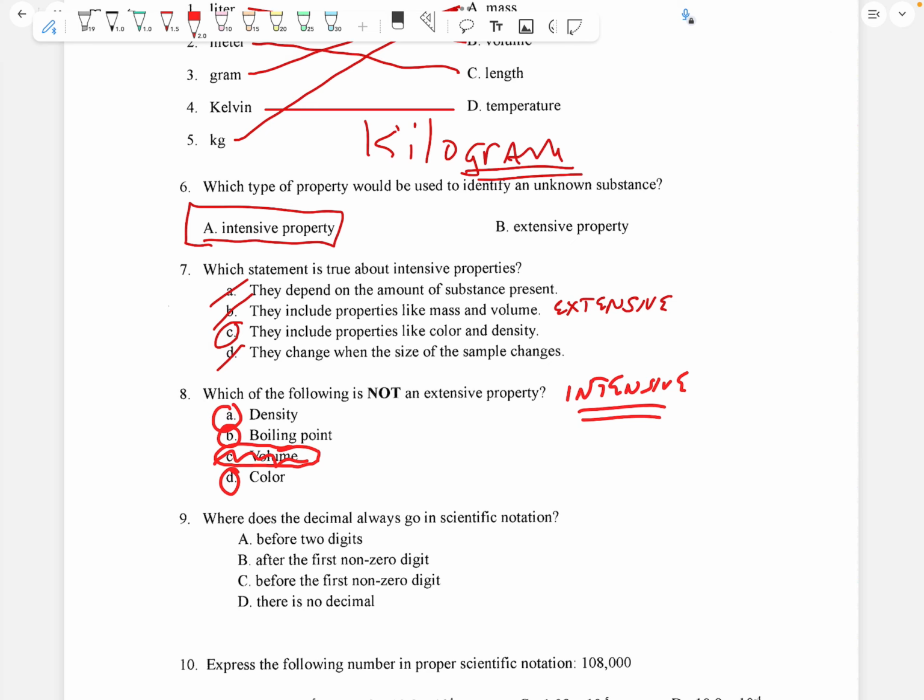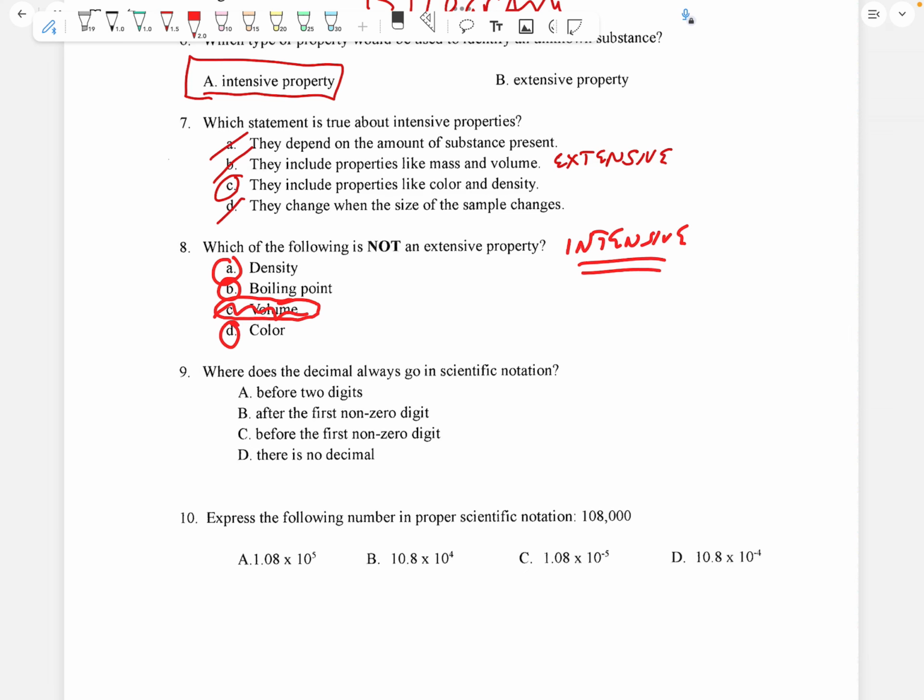Okay. Number 9, where does a decimal always go in scientific notation? Not before the 2 digits. There is no decimal. That's not true. Before the first non-zero digit. That's not true. It's after the first non-zero digit. So this is the answer. So let's take a look. If we have the number 108, okay, then the decimal would go after the first non-zero digit, and there it will go. Oops, right there. 1 is the first non-zero digit.